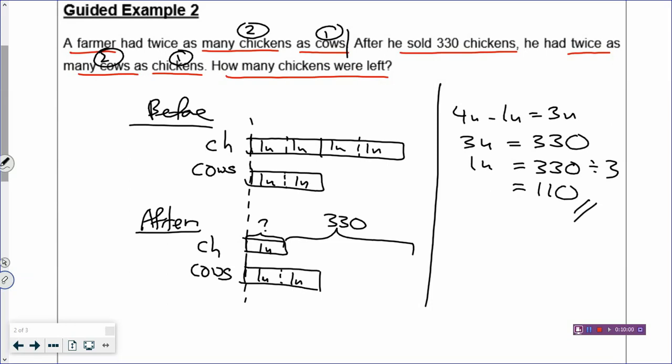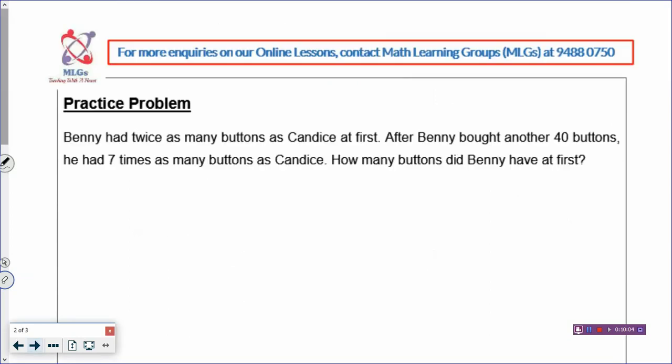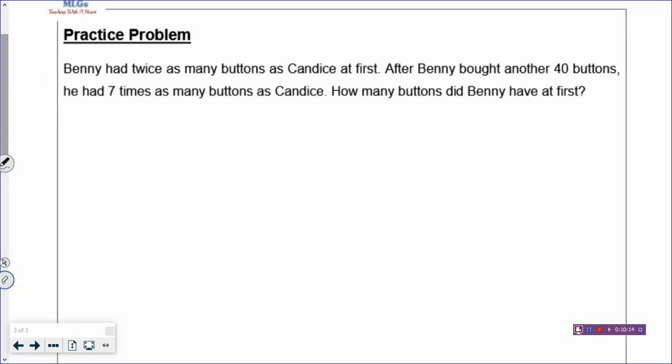Okay, so drawing comes first, solving comes later. So let's go to the practice problem, and this time I would like you to do the same thing. So drawing comes first, draw the problem, don't think about solving. After you draw already, then you look at the model and then you solve it. Alright, your time starts now.